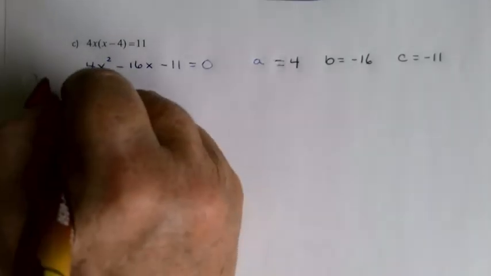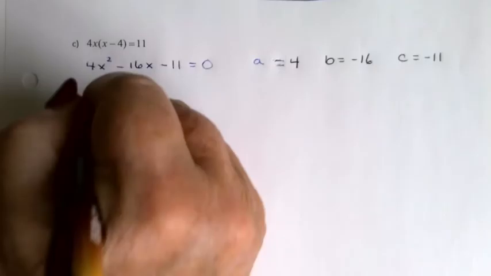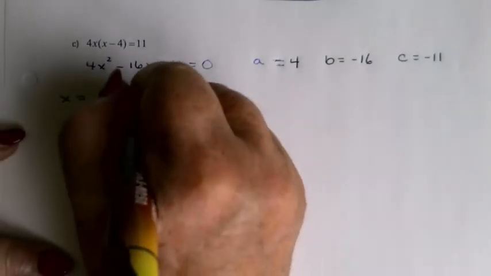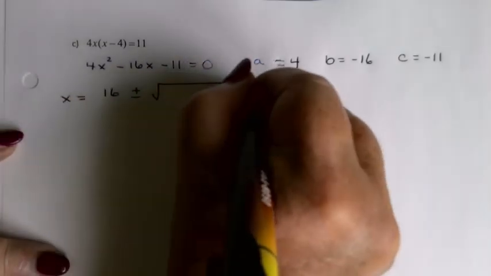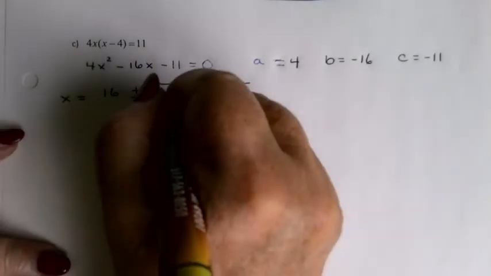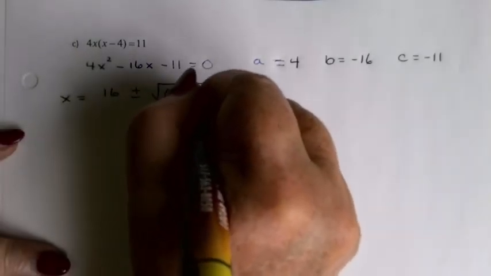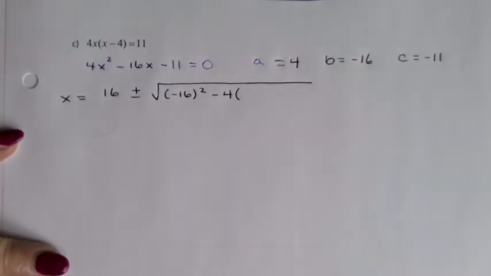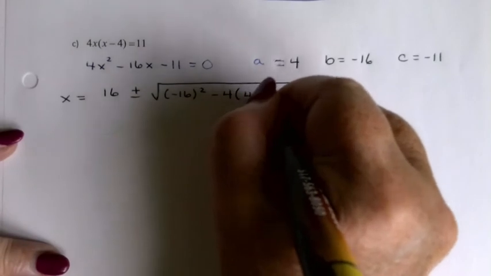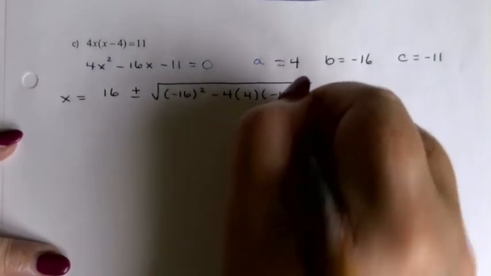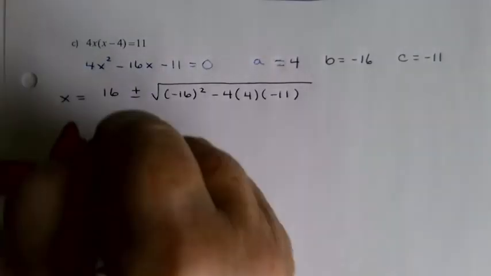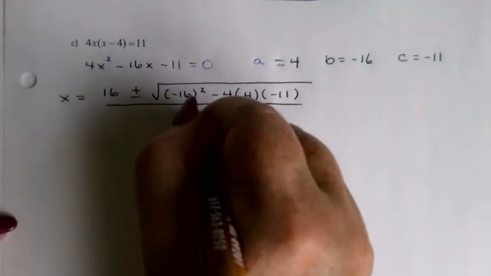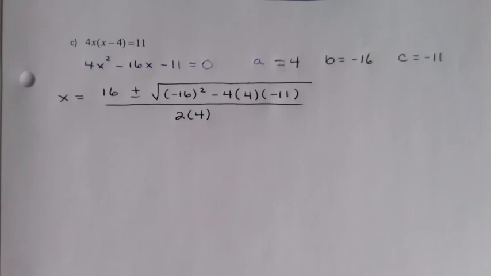All right, so X would equal the opposite of B, so positive 16, plus or minus the square root of -16 squared, minus 4 times A, which is 4, times C, which is -11, divided by 2 times the A value, which is 4.